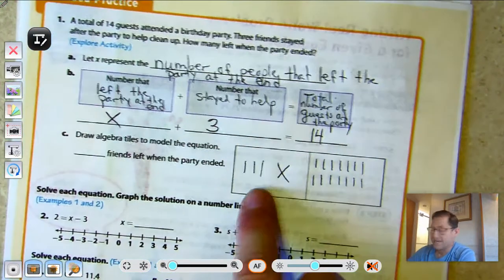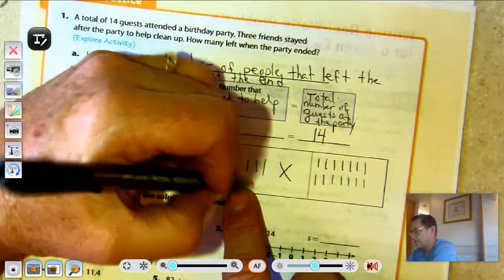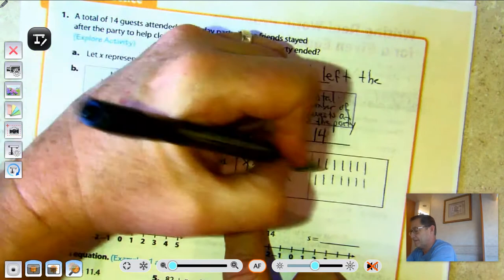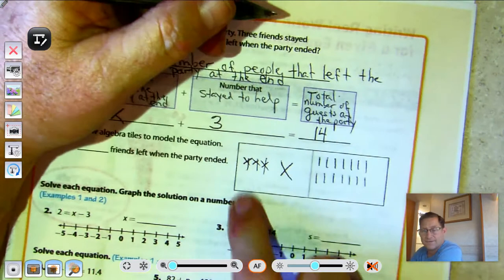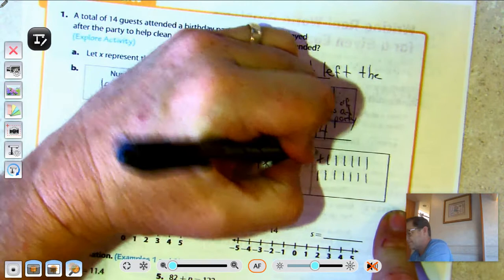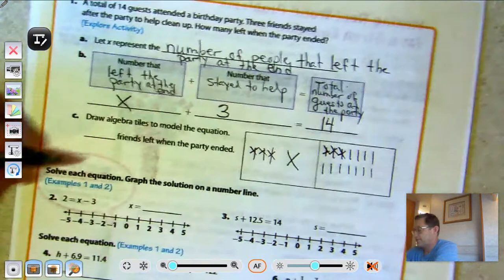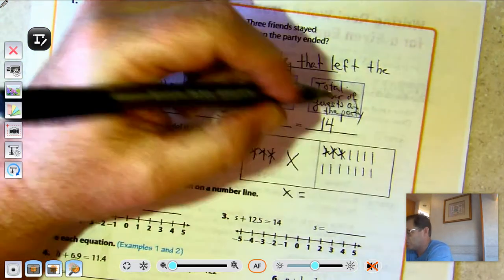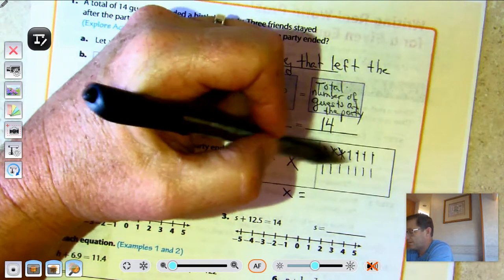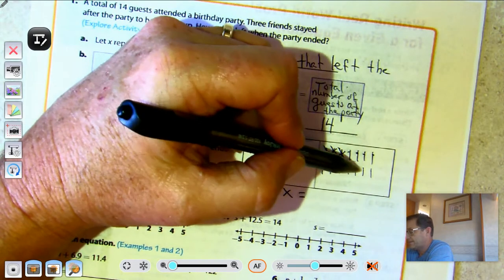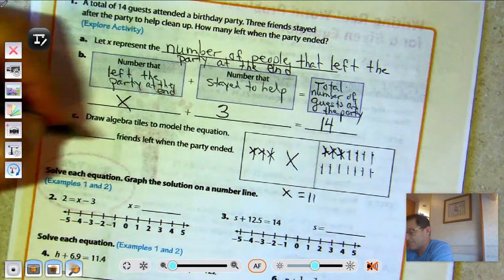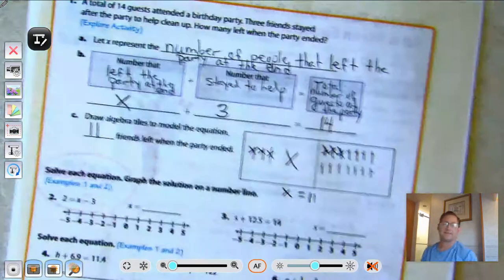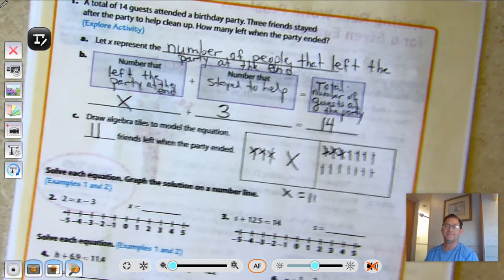All right, and we have to get x by itself. So what do we need to do? We need to cross out 3. So whatever I do to one side, I have to do the same thing to the other side. All right, and so that leaves me x equals 1, 2, 3, 4, 5, 6, 7, 8, 9, 10, 11. So 11 friends left when the party ended.